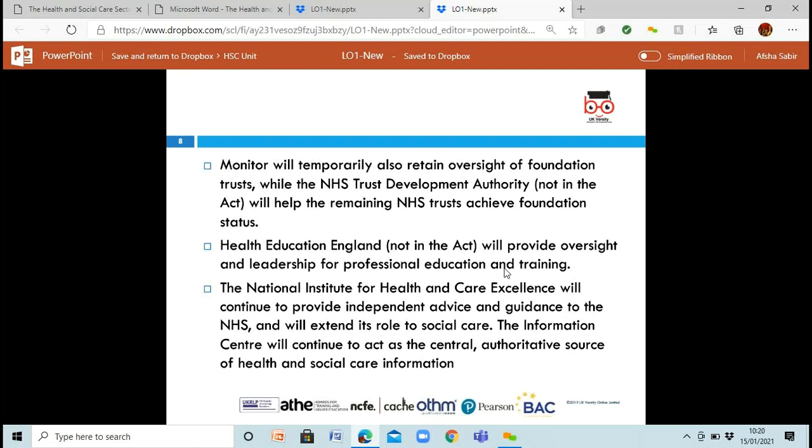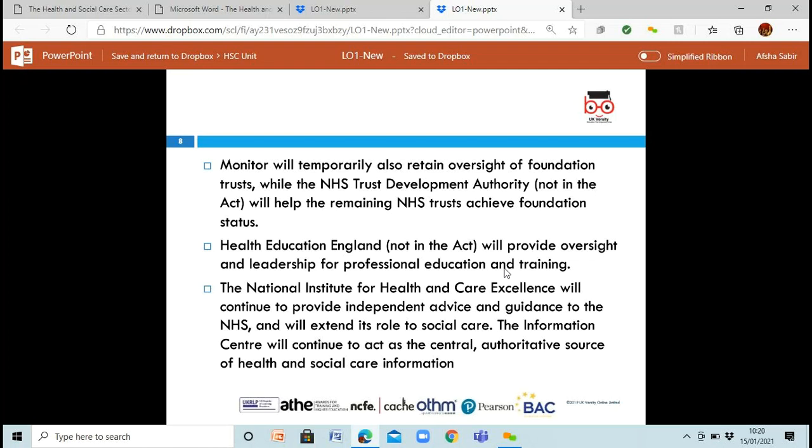So you will temporarily also retain oversight of foundation trusts, but while the NHS Trust Development Authority is getting set up, its remaining things will go towards NHS Trust achieving Foundation status.